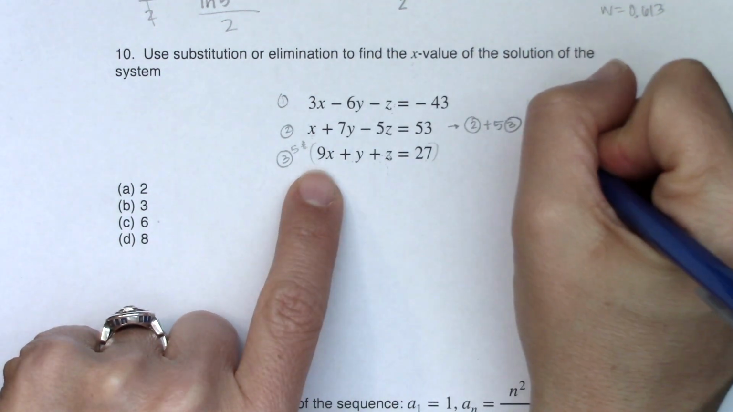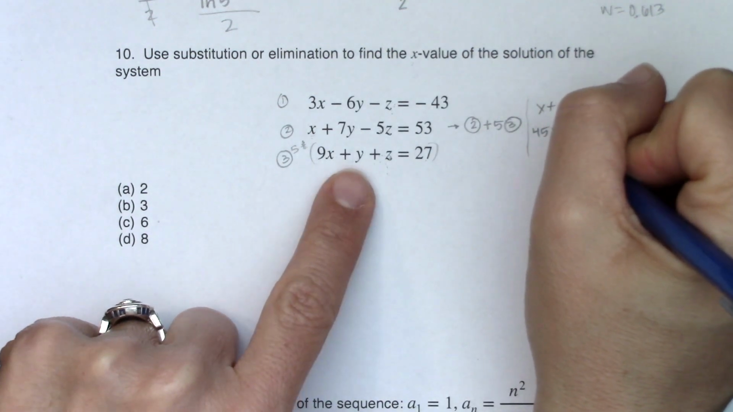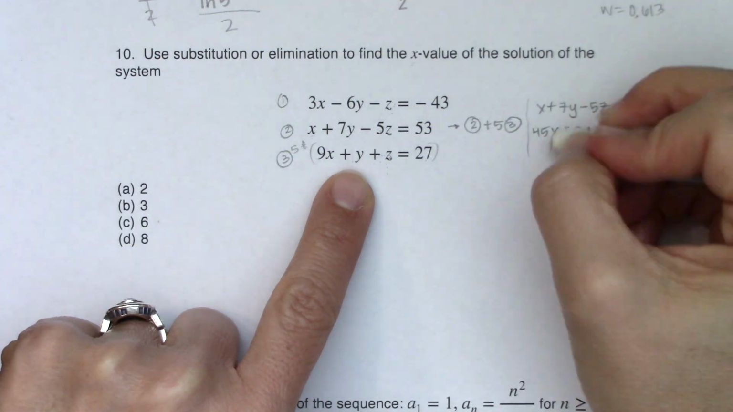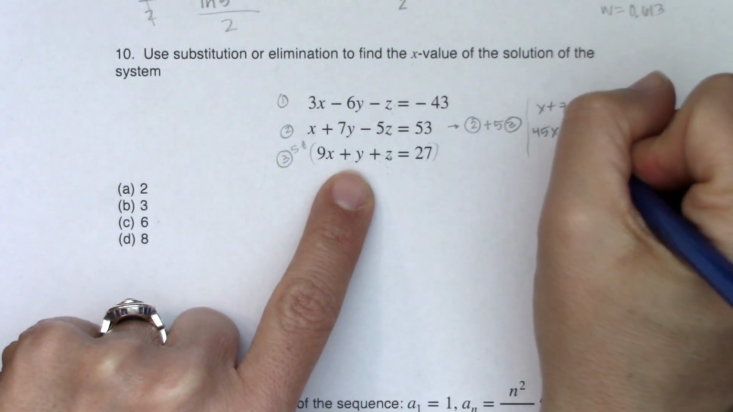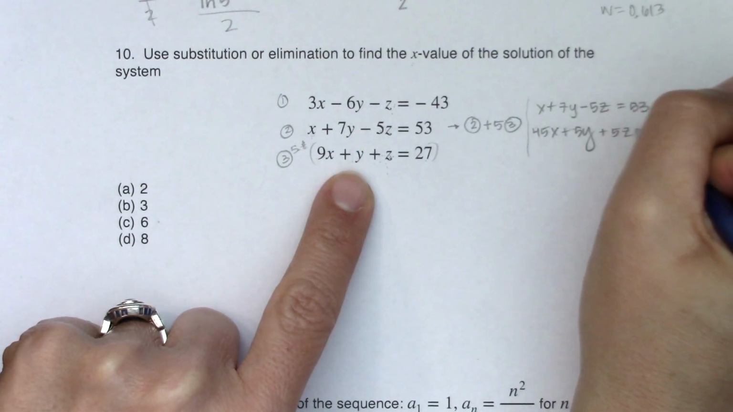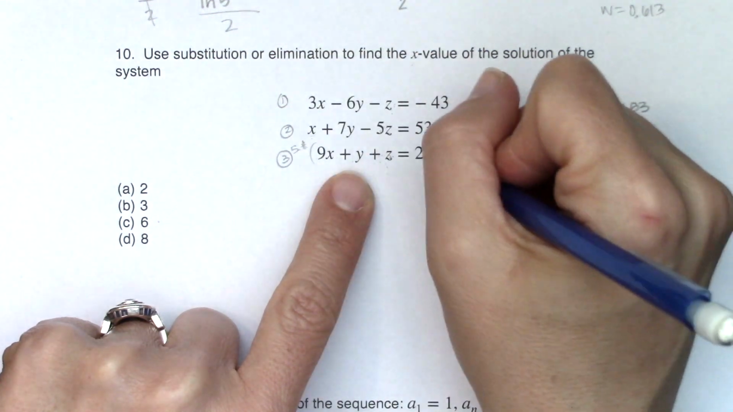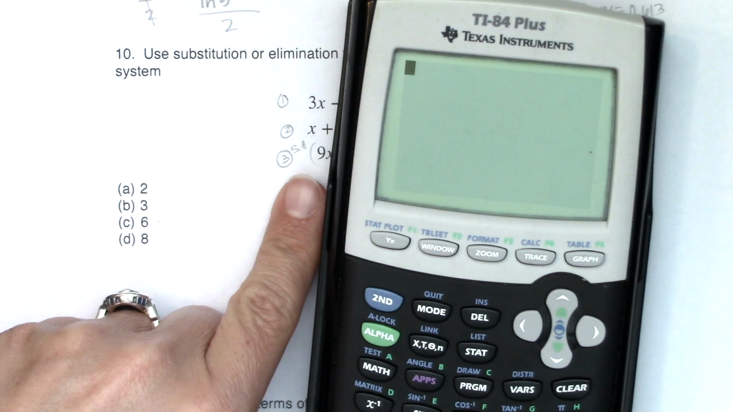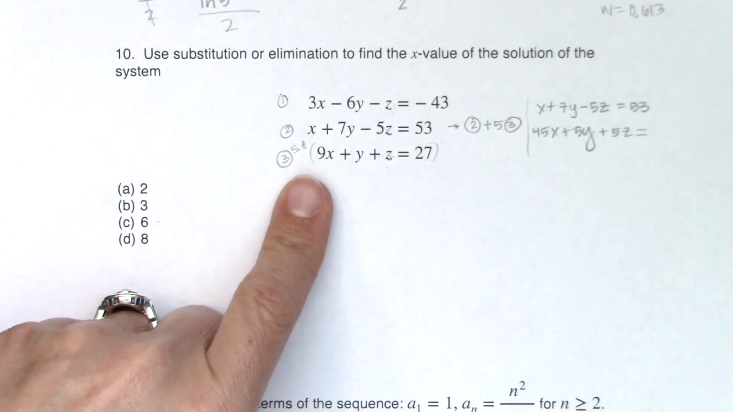5 times 9 is 45x. 5 times y is plus 5y. Let me adjust that plus sign a bit. 5 times positive z, plus 5z. That's going to be equal to 5 times 27. I could crunch that on my calculator. Let me just pull that over. 5 times 27, we are looking at 135.